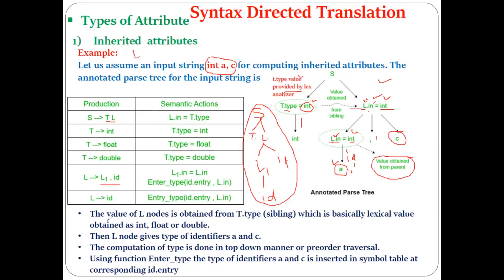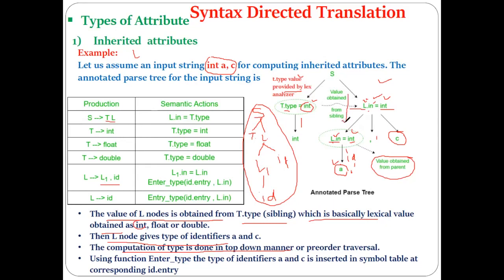The same thing I have mentioned here: the value of L node is obtained from the T.type, because T.type is a sibling, which is basically a lexical value obtained as an int, float or double. Only here we have to consider the int, because in the expression int is given. Then L node gives the type of identifier a and c. The computation of type is done in the top down manner. Now here you can see we have done the computation in the top down manner like this.